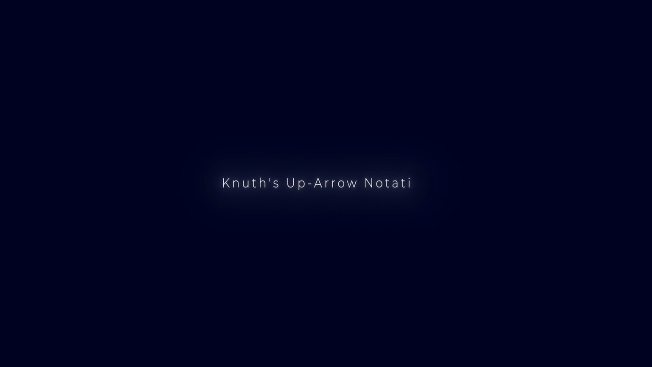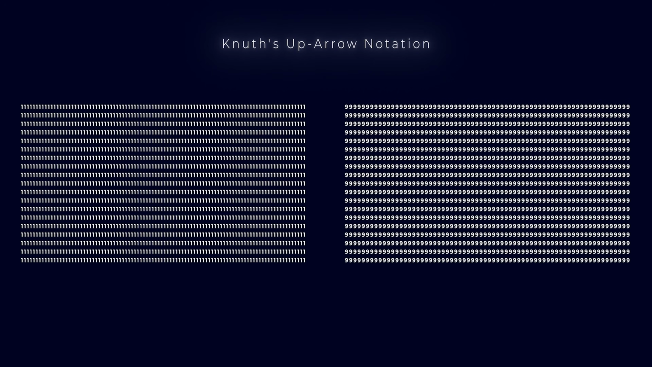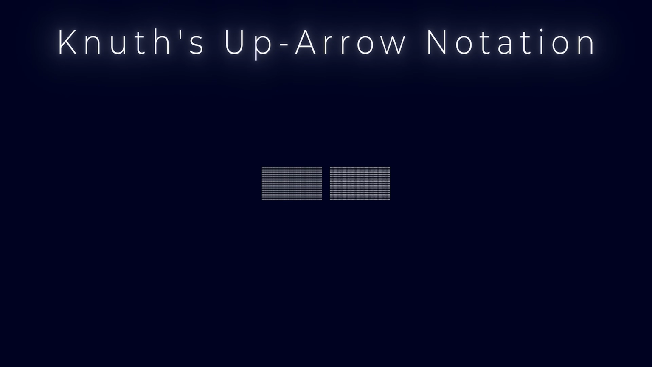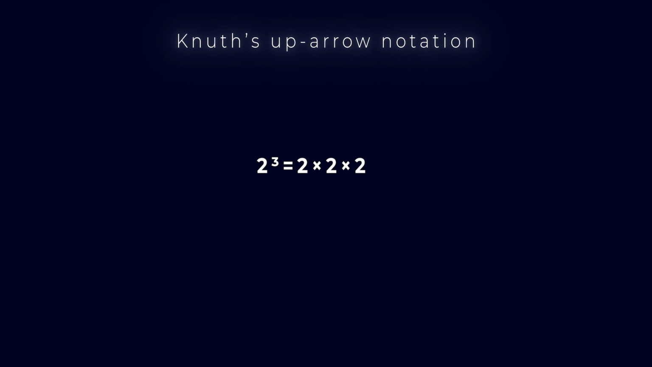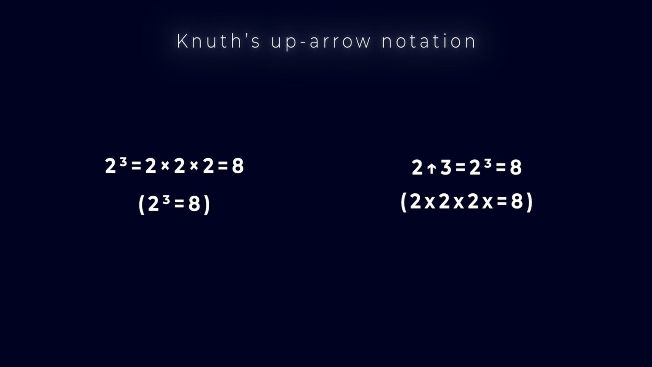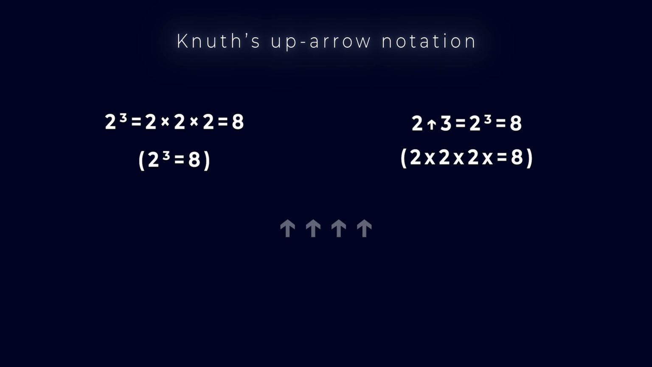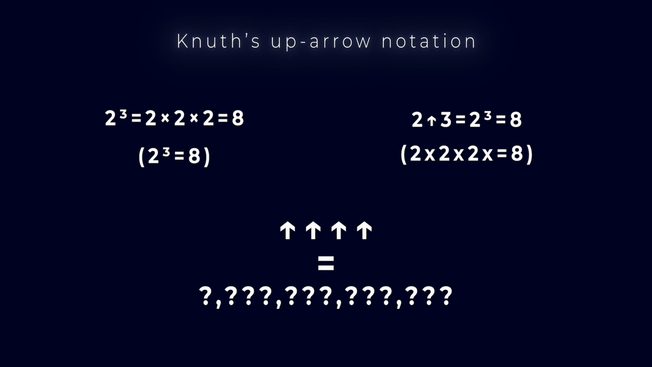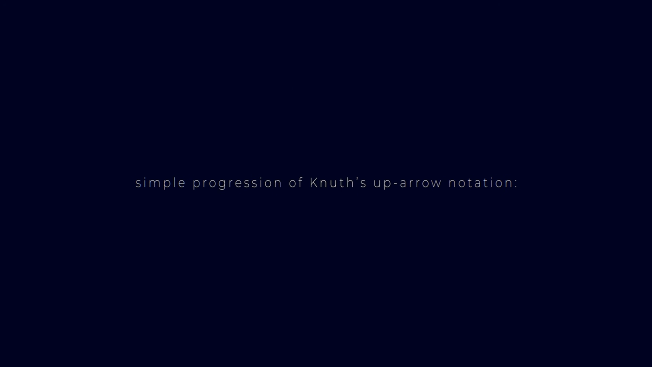Imagine using special notations designed specifically for creating unimaginable numbers. One of these methods is Knuth's up arrow notation, which opens the door to numbers that make even rows of nines and ones look tiny by comparison. Knuth's up arrow notation can simply be thought of as a tool for stacking exponentiations. It's a shorthand that allows us to take multiplication and powers to an extreme level, building enormous numbers with just a few symbols. Here is a simple progression of Knuth's up arrow notation.